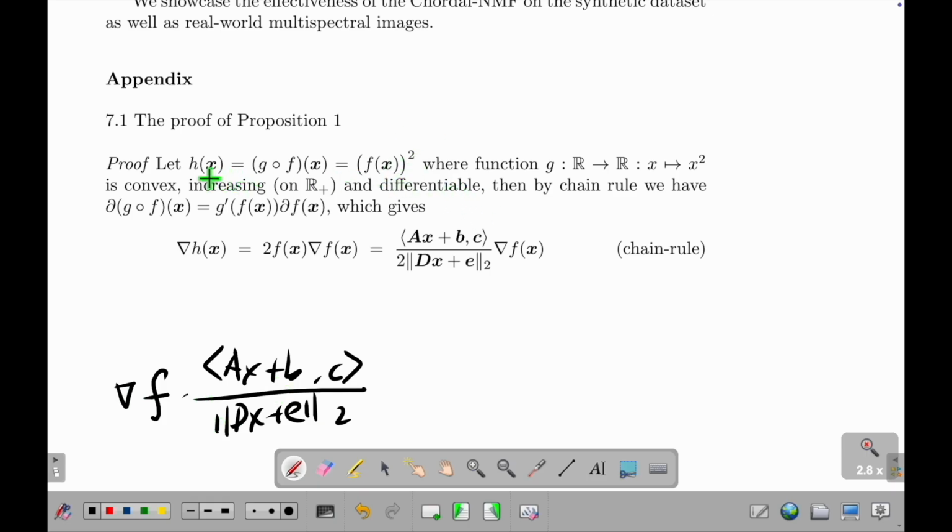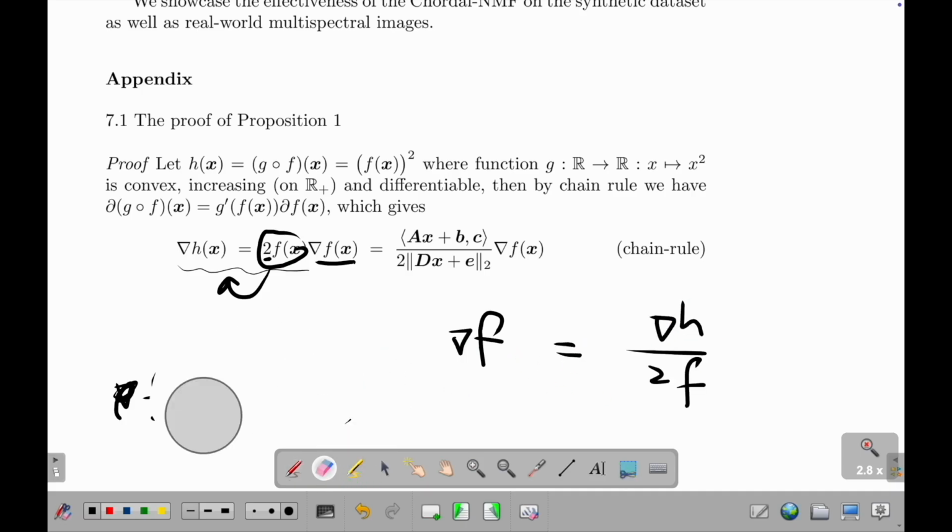So I consider h as f squared. So when I do what? Chain rule, product rule, I have 2 here because this is a chain rule, product rule. This comes from the square. But I also have this. So that means what? Now I have this expression, and I know that f is a scalar, so I can move this to the other part, so I can have this as what? So this is how I do it.